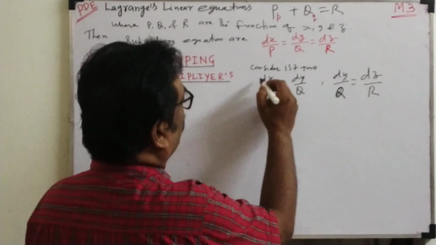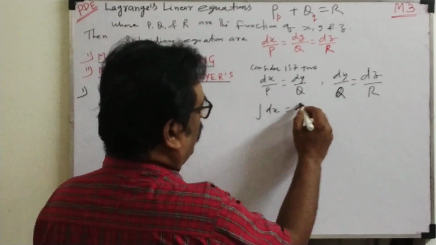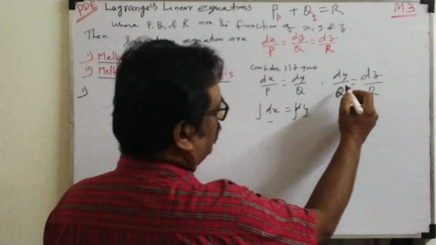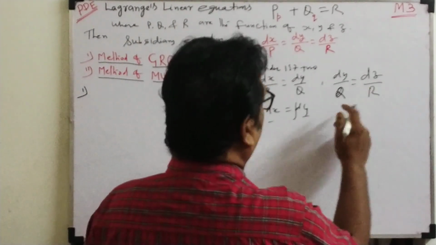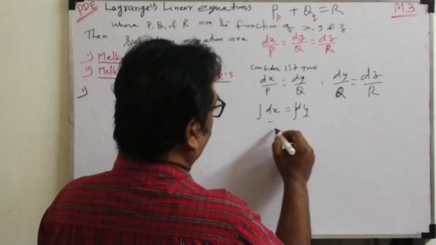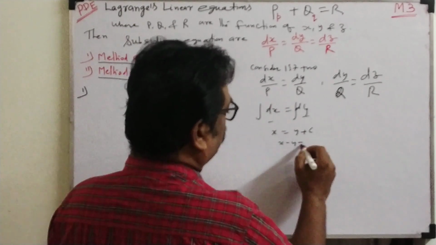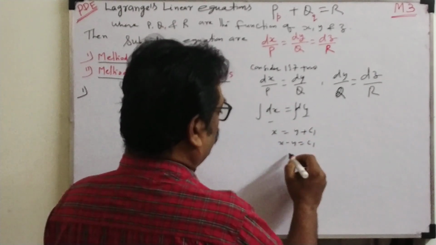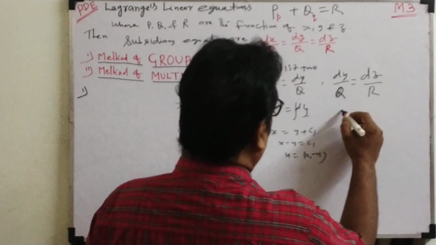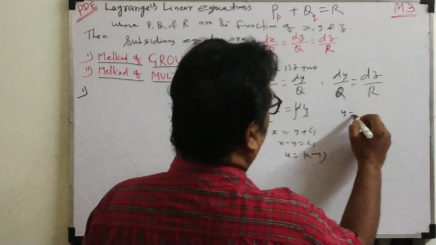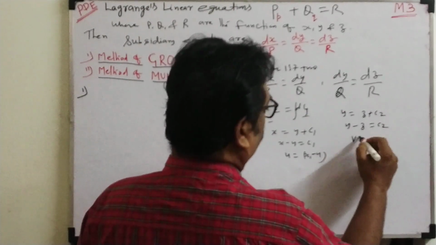Then only we integrate this and this, like dx with whatever P is there, whatever y is there, we integrate. Here also y and z are there, so x terms should not be there, and we integrate. Once we integrate this, we get x equals y plus c, so x minus y equals c1. So u equals x minus y, one term will come. Similarly here, if we integrate, y equals z plus c2, so y minus z equals c2. So v equals y minus z.